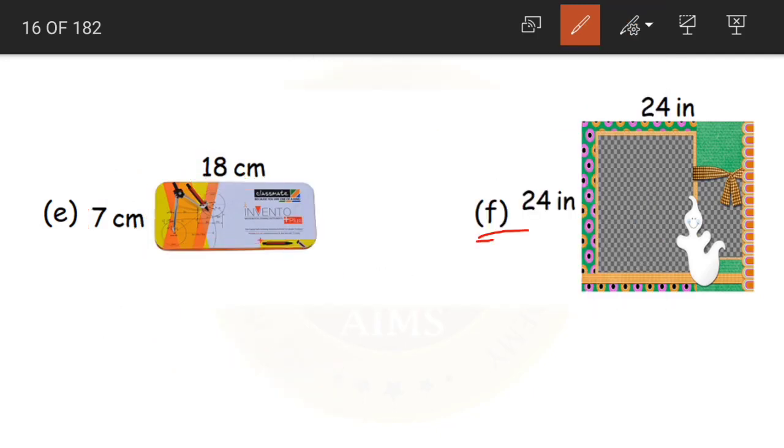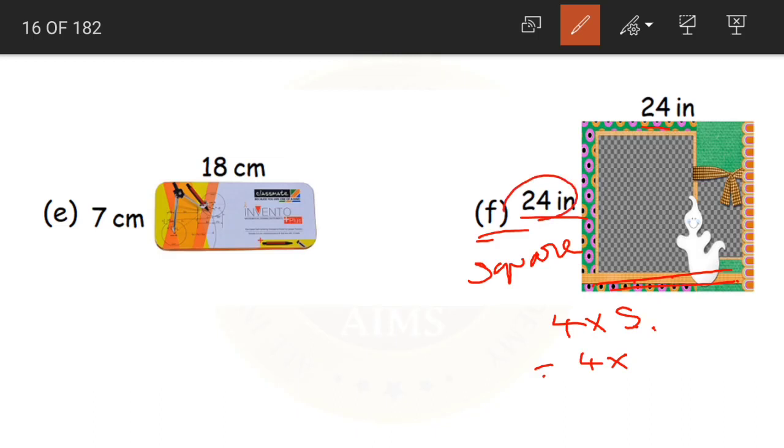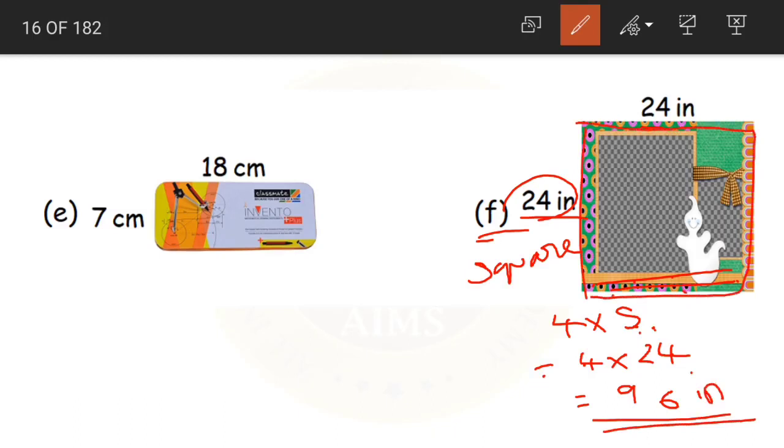And coming to question F, we are having a box. This is a greeting card in the shape of a square. So the perimeter would be 4 into S, that is equal to 4 into, what is the length of the side here, children? It is 24. So 4 into 24 is equal to 4 4s are 16, 4 2s are 8 plus 1, 9, 96 inches. The perimeter of this square-shaped greeting card is 96 inches.